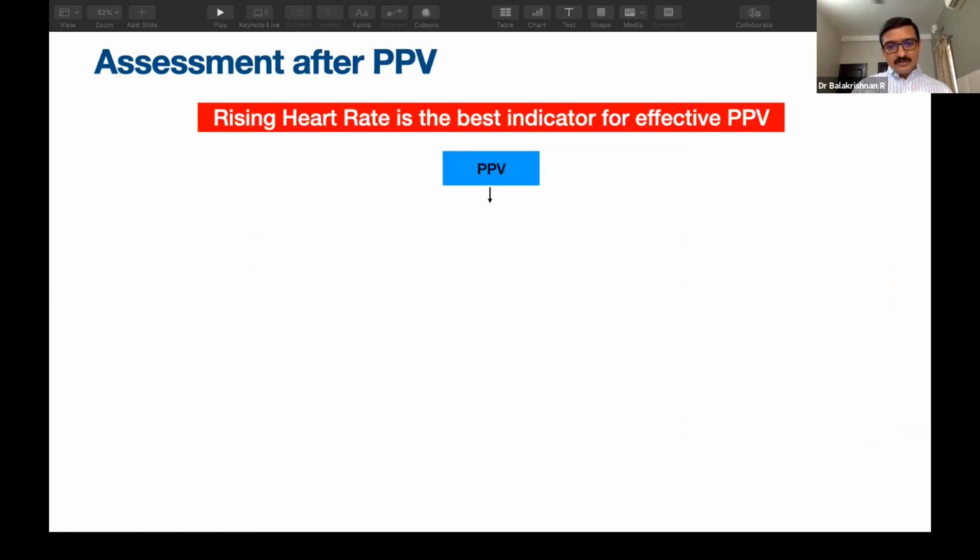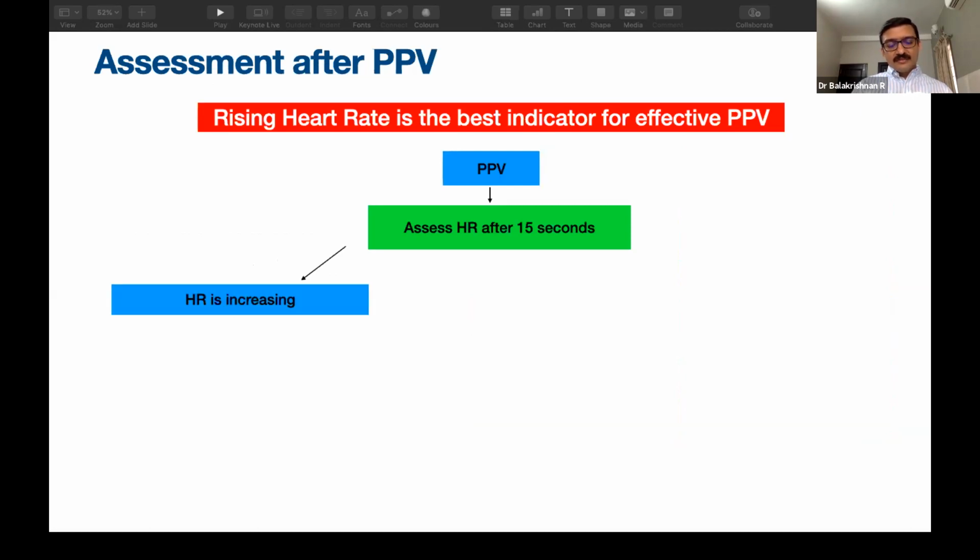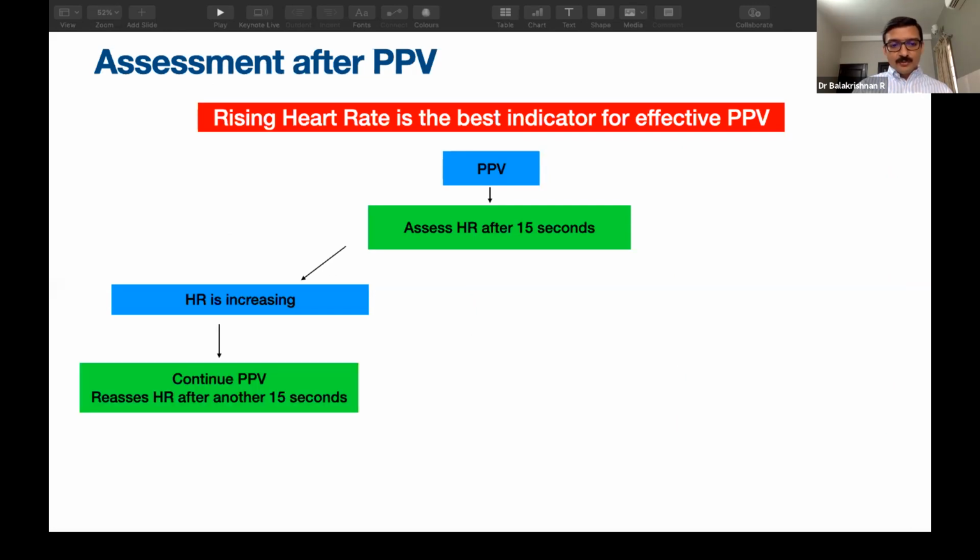So we have started PPV. We assess the heart rate after 15 seconds of PPV. If the heart rate is increasing, we know it is effective. So we continue PPV for another 15 seconds, and then we go ahead with assessment again after a total of 30 seconds.